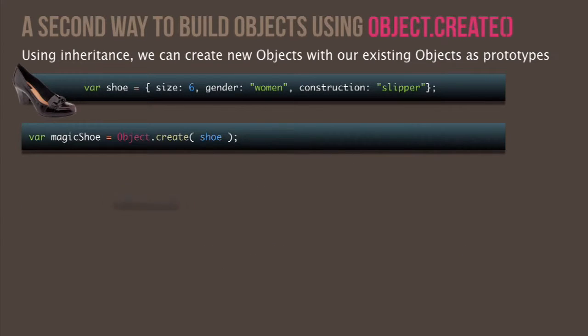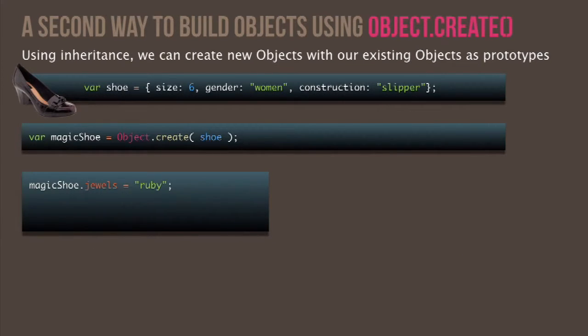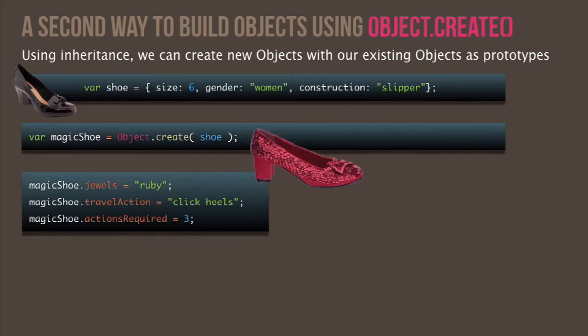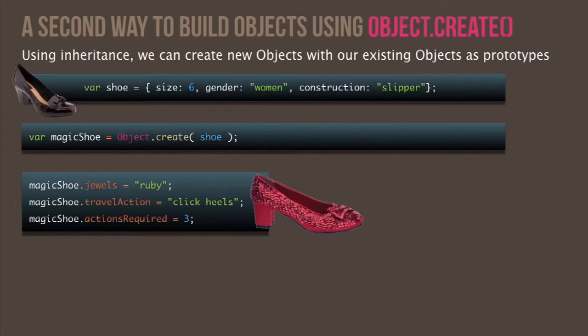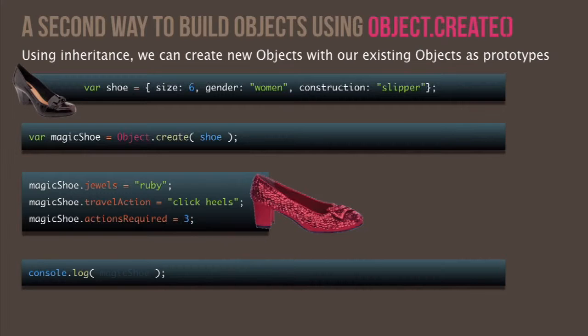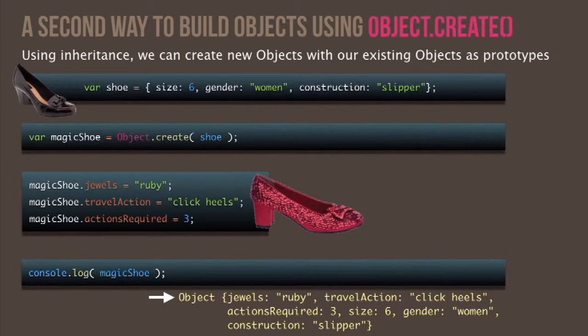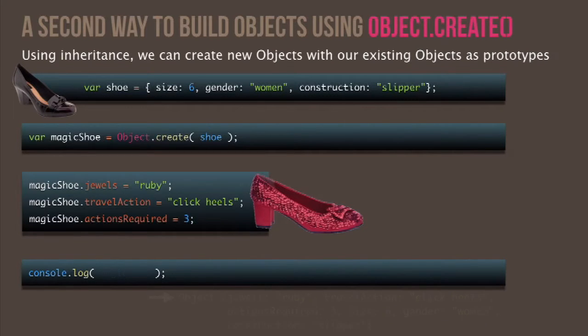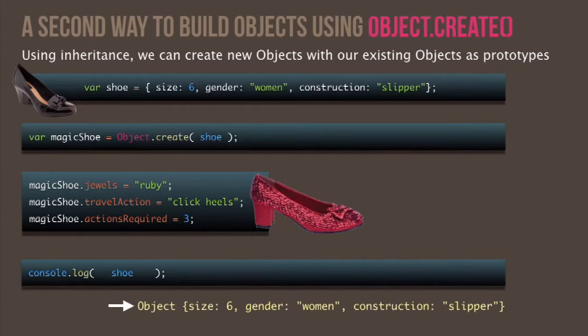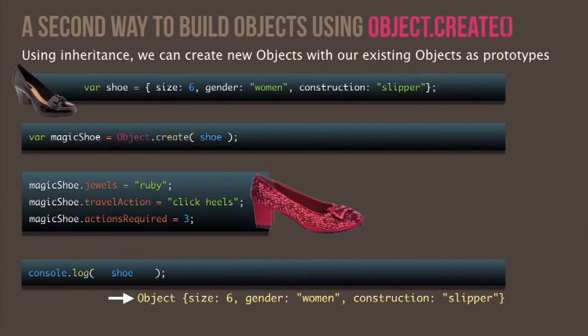Now on this new object, we could add a few properties. Let's say jewels would be ruby. We could say travel action would be click heels. Is this sounding familiar? And then the actions required would be 3. And then we would get a ruby slipper out of it. Fantastic. If we log out the magicShoe now, you can see that we have all of the new properties added to our object. Just to show that our original prototype object has not changed at all, we can log out shoe and we can see that everything has stayed exactly the same.